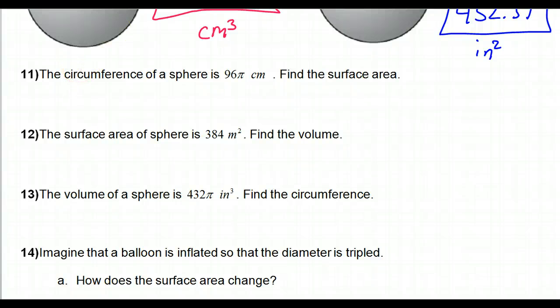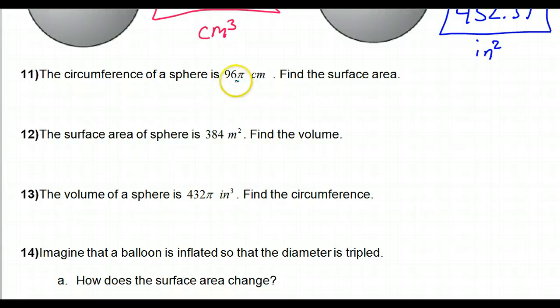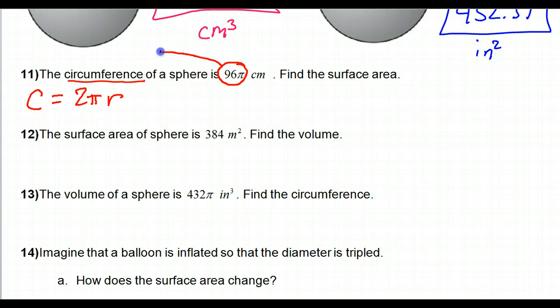Alright, for number 11, the circumference is this. Find the surface area. Look, if they give you circumference, then use the circumference formula, okay? The circumference formula is circumference equals 2 pi times radius. So they're giving us that the circumference is 96 pi. Please don't forget the pi. A lot of kids do that.